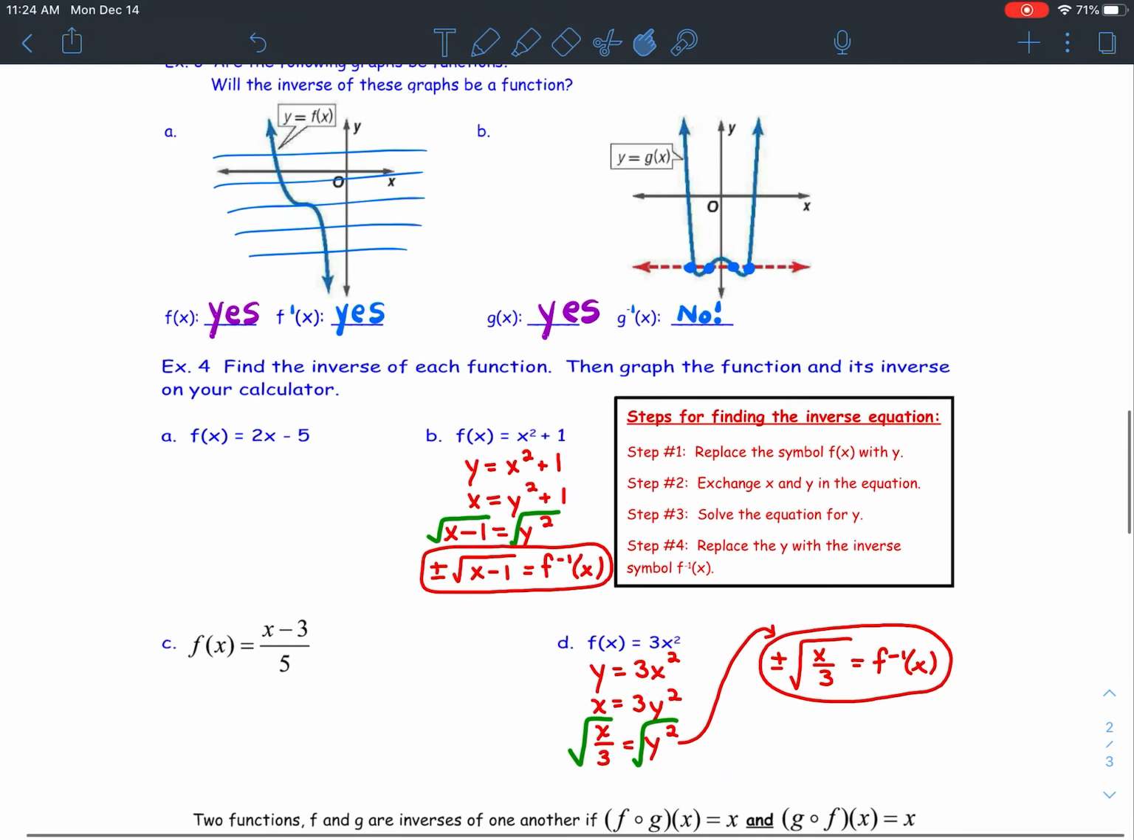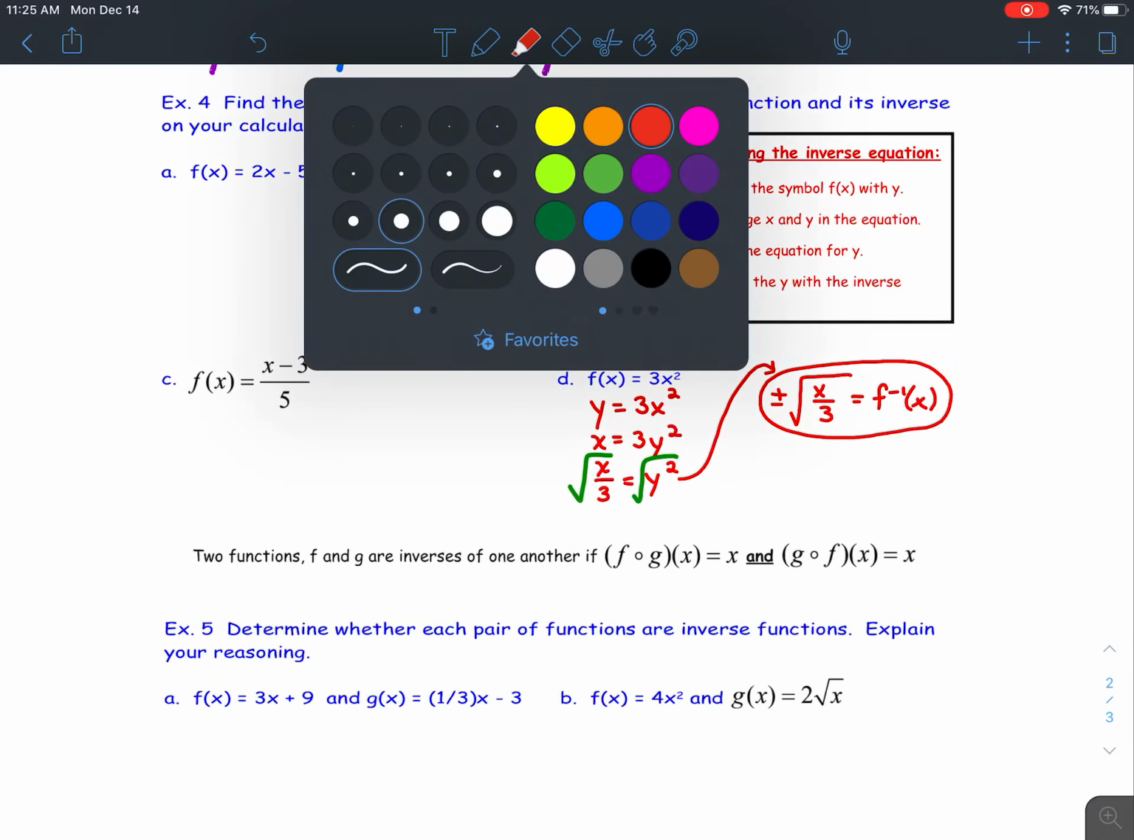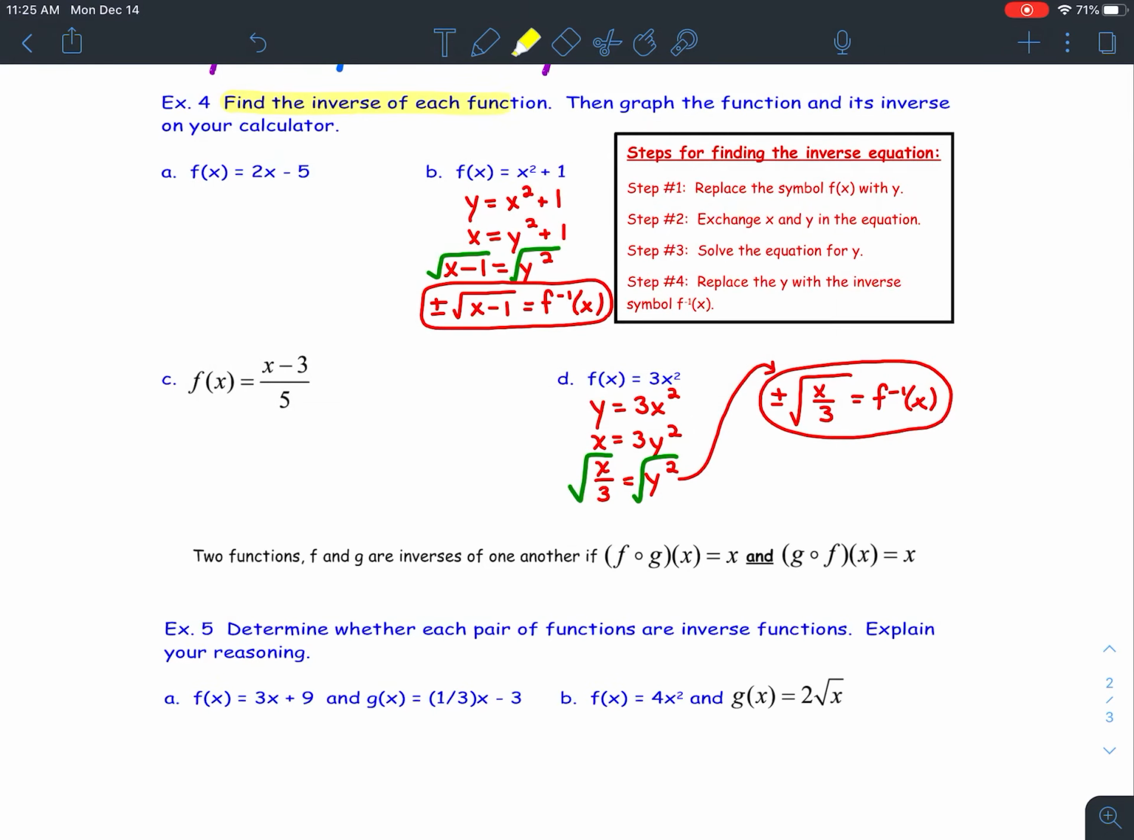All right, so what we're going to look at in this next section is we're going to switch over to equations. Okay, you'll notice we are not given graphs at all. Here we are given simply an equation, and the question is asking us to find the inverse for each function. Okay, now it does mention to graph it on your calculator. We're just going to create the inverse equation here. Now, there are 4 steps in this box that you'll want to follow when we're going through this process. So please reference these 4 steps here.